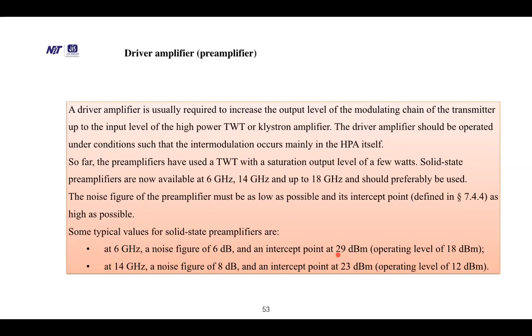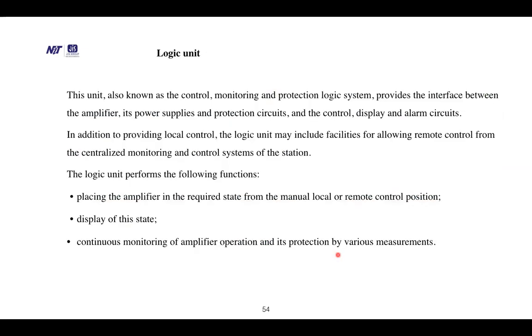The noise figure of the preamplifier must be as low as possible. Some typical values are: at 6 GHz, noise figure 6 dB and intercept point about 29 dBm, operating level of 18 dBm. For 14 GHz, the corresponding values are 8 dB, 23 dBm, and operating level 12 dBm.